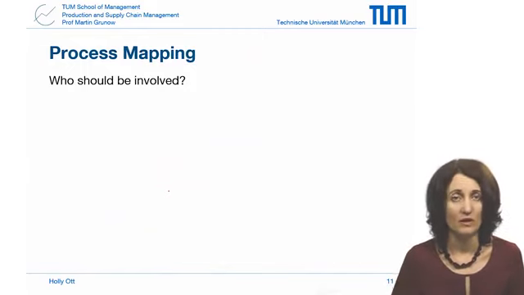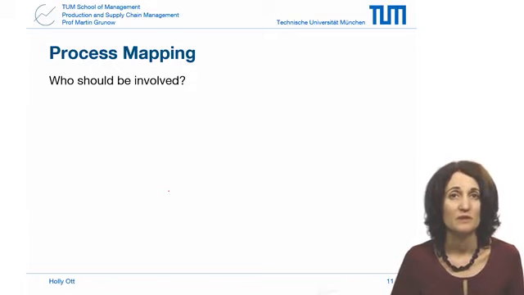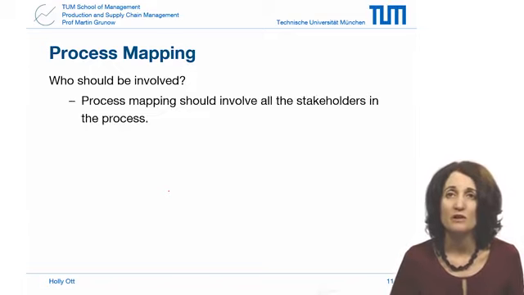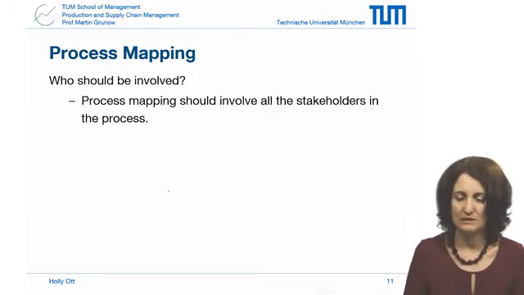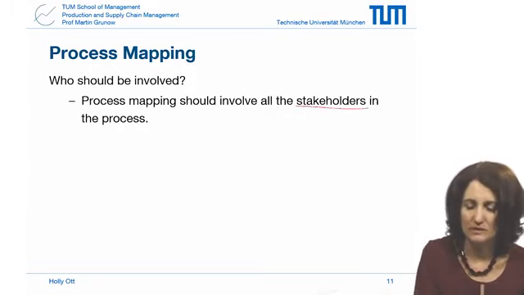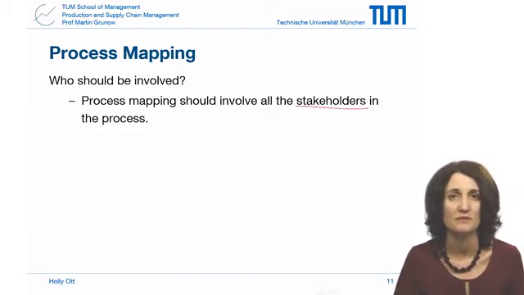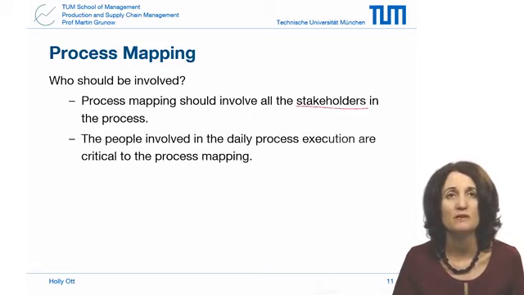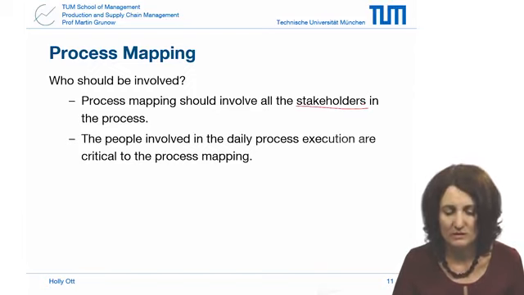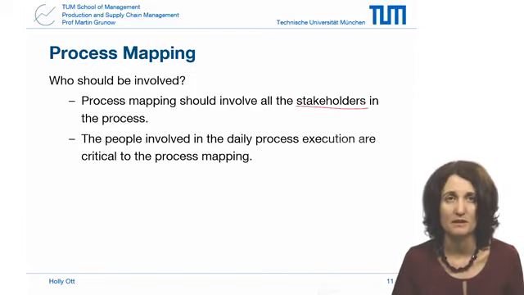Who should be involved then in your process mapping exercise as part of your project? Process mapping should involve all the stakeholders in the process. Now, this is very important. Who are all the stakeholders in a process? These will be the people involved in the daily process execution. These people are critical to the process mapping.